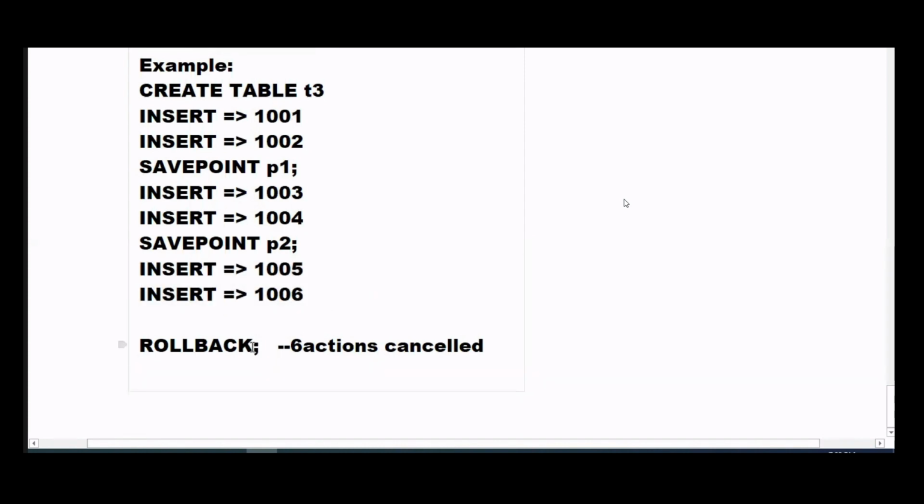To cancel those last 2 actions, if I use rollback here, how many actions will be cancelled? 6, all uncommitted actions. All 6 actions will be cancelled. But I want to cancel only the last 2 actions. So to cancel the last 2 actions, what am I writing here? Rollback to, till which point we want to cancel? P2. So write P2 here.